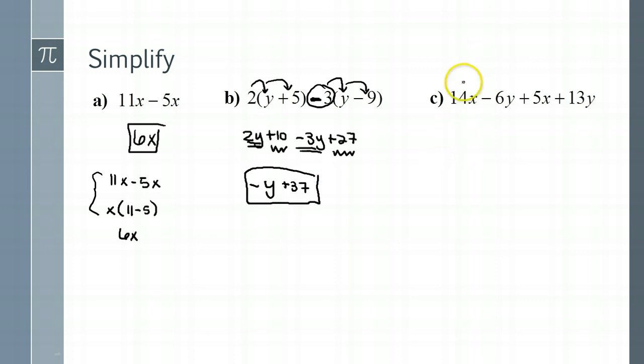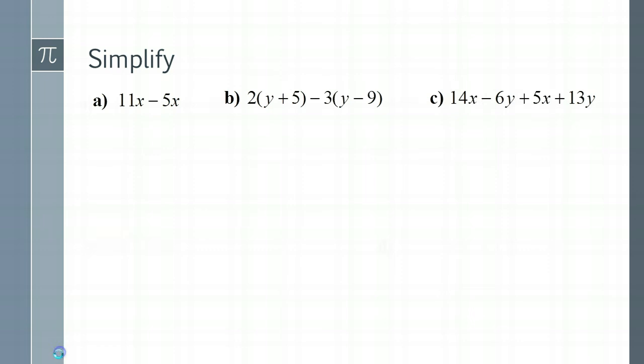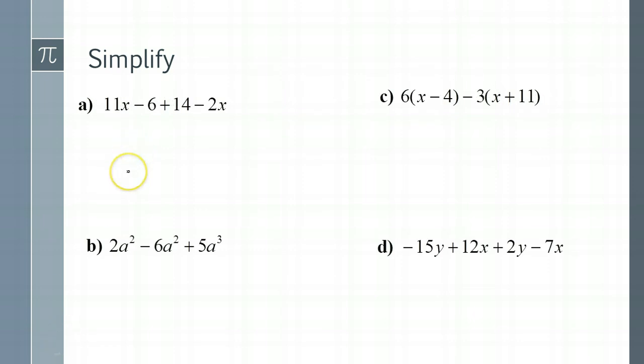Then for letter C, again, we're going to look at our like terms. We have 14 plus 5x, which gives me 19x. Then we have a negative 6y plus a 13y, which will give me a positive 7y. And that should give us our answer for those. Okay, lastly, I'm going to have you guys try 4 on your own, and then you're going to compare and see if our answers are good. So take a second, hit pause, do all 4 of these, and when you're ready to compare your answers, hit play.